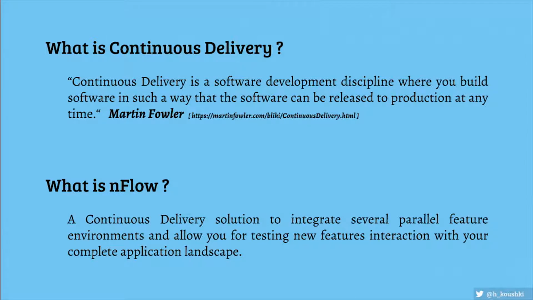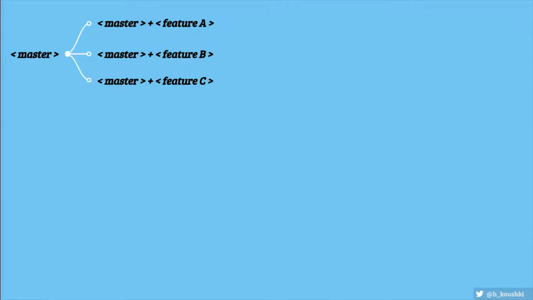What is nFlow? nFlow is a continuous delivery solution, and at Koushki it can provide several parallel feature environments for you. You can test your feature in an individual environment, and also you can integrate your microservices together in an isolated environment. That's actually the idea of nFlow. Of course, it's not clear yet, so let's discuss code.